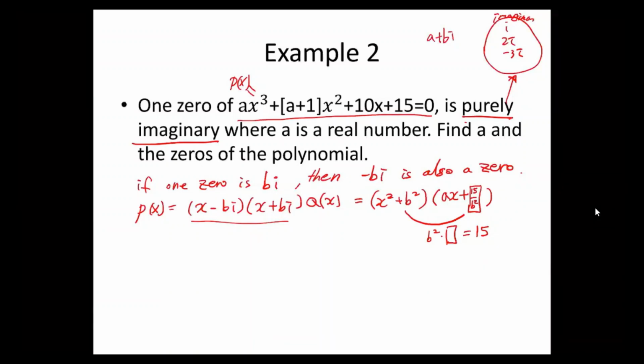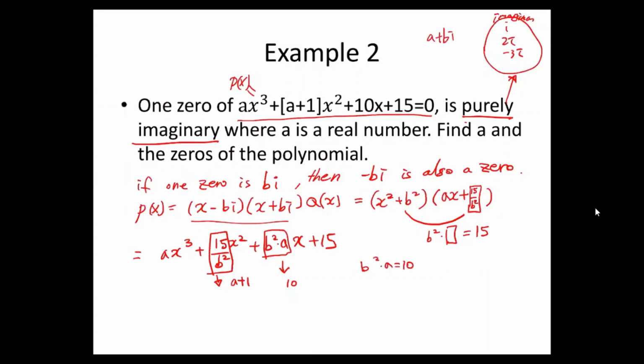So I'm going to expand the right hand side and then compare it to the left hand side. When I expand it, what I have here is ax cubed plus 15x squared over b squared plus b squared times ax plus 15. And then I know that this part and this part right here, this is a plus 1, and this has to be 10. Okay, so b squared times a is 10, which gives you b squared is 10 over a. Okay, this is the first clue.